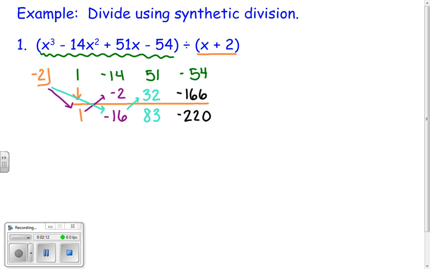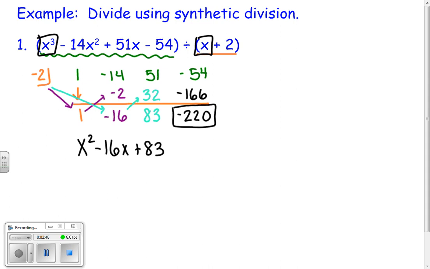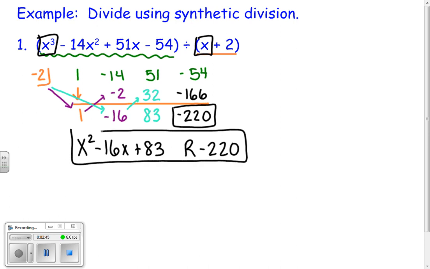The numbers that you're left with become the coefficients of your answer. Because you started with an x cubed and you divided by an x, your answer will be a power of 1 less than you started. So your answer is going to be an x squared. My answer is 1x squared, and I'm not going to write the 1 because it's not necessary, minus 16x plus 83. This last number right here is always a remainder, so a remainder of negative 220. That's my final answer.